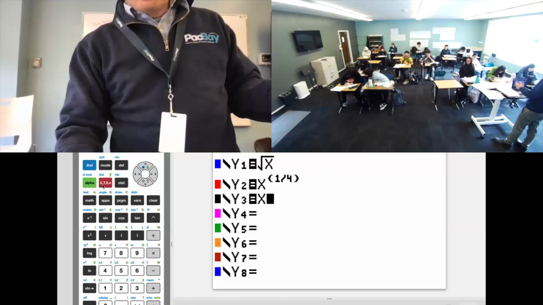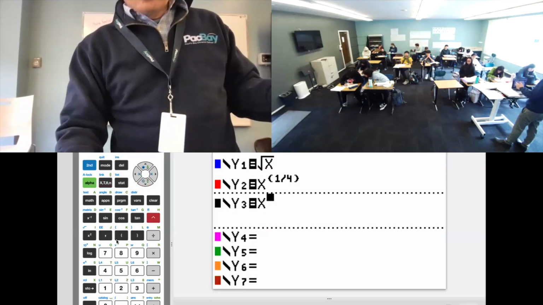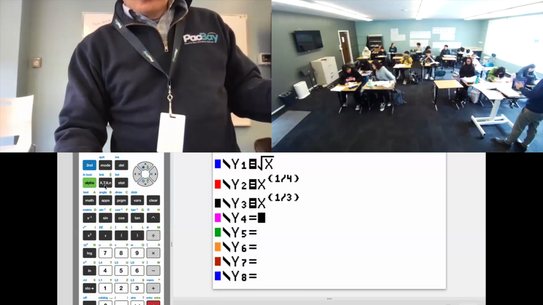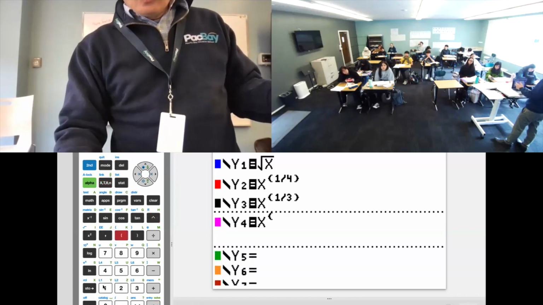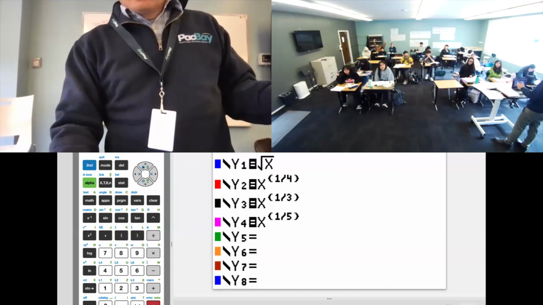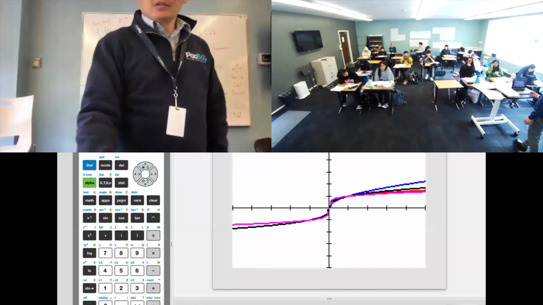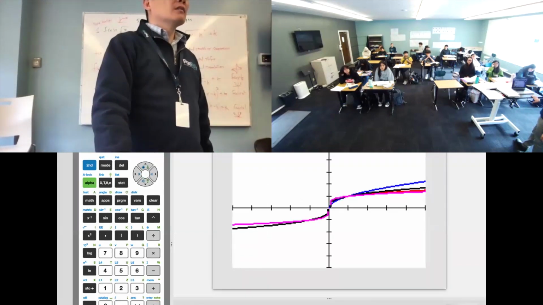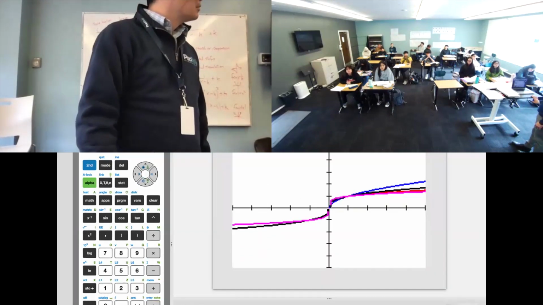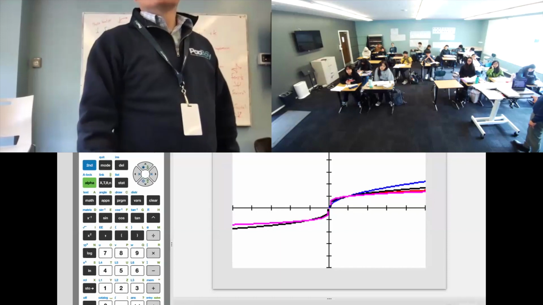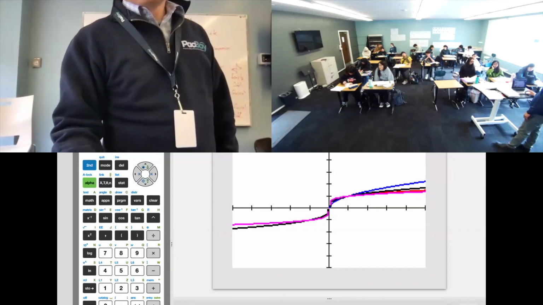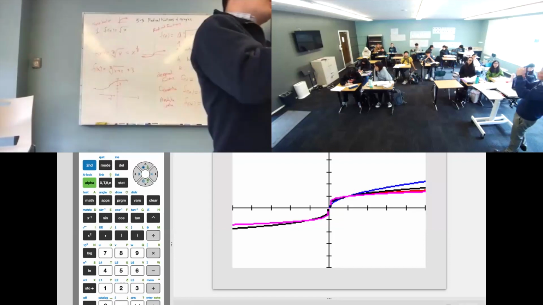We'll do the cube root first, x to the power of 1/3, and then we'll do a fifth root, x to the power of 1/5, and let's graph it. Do you see it? Makes sense. So they stack together, but then they get compressed a little bit.